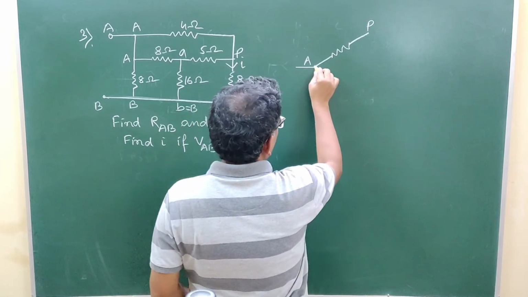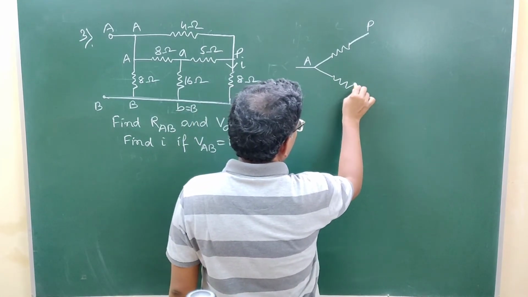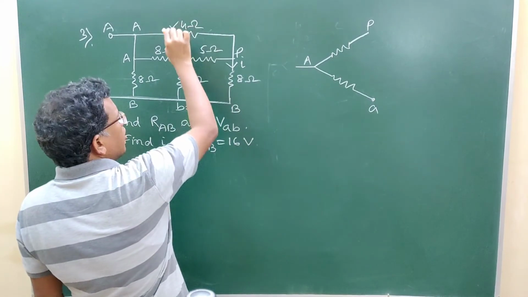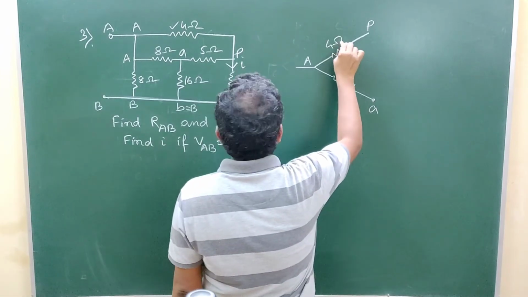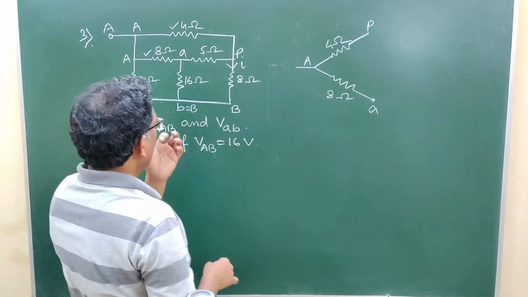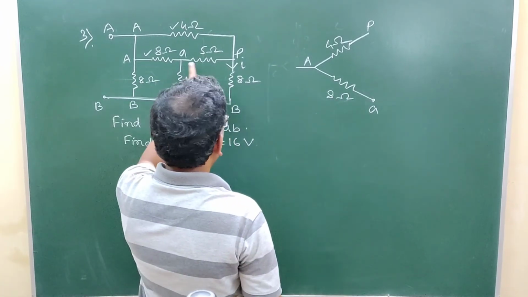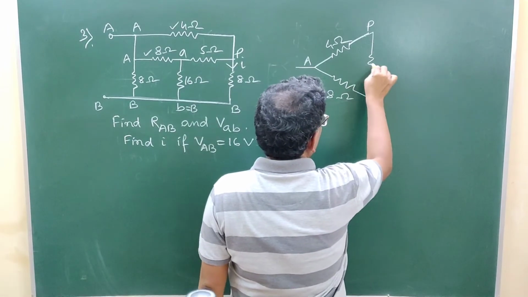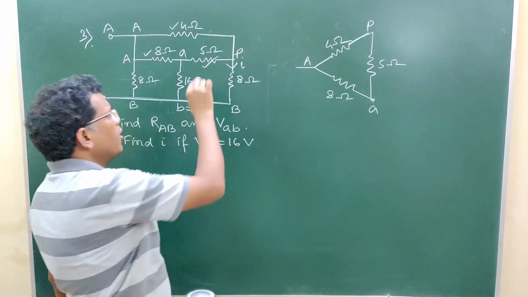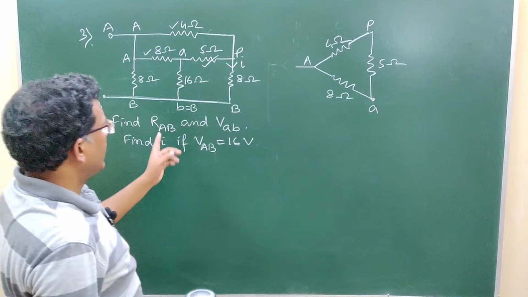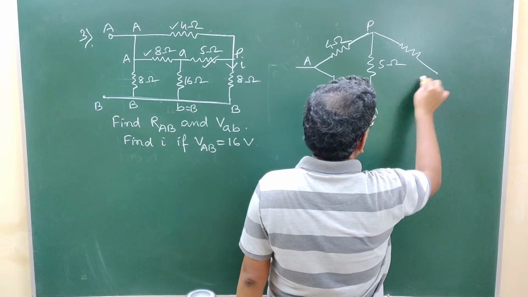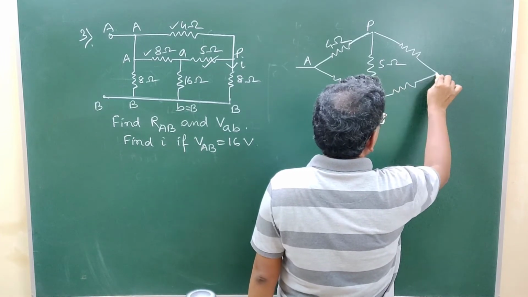And then from capital A we can connect it to small a also. So I have drawn this 4 ohm, and I have drawn this 8 ohm. Now between P and A there is one resistor of 5 ohm. This is also drawn. Now P to B and A to B, I can connect P to B and A to B.